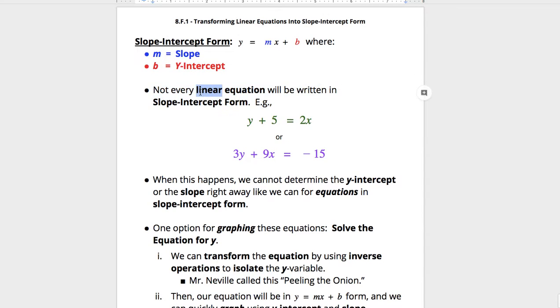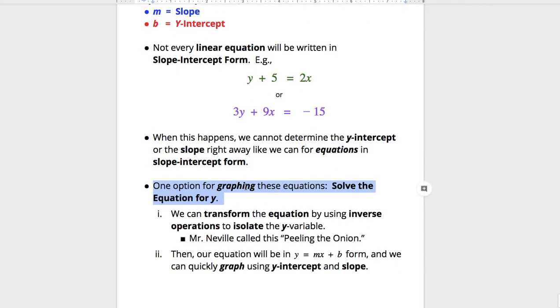Not every linear equation is going to be written in slope-intercept form, though. There are two examples in green and in purple here of linear equations that are not in slope-intercept form. When this happens, we cannot determine the y-intercept or slope right away like we can for the equations that are in slope-intercept form. This makes it more challenging to graph these equations.